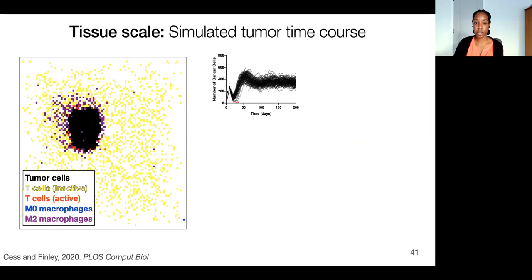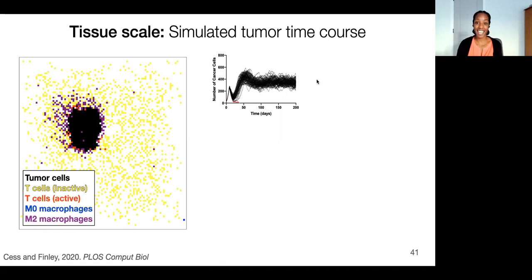And here I'm showing the number of cancer cells as a function of time. This is an agent-based model, which means it's probabilistic. At any time point, there's a probability that a cell could do something. And so we need to run the model many different times in order to extract the conclusions from the simulations. And so each of the curves indicates one simulation. So we did 100 of those.